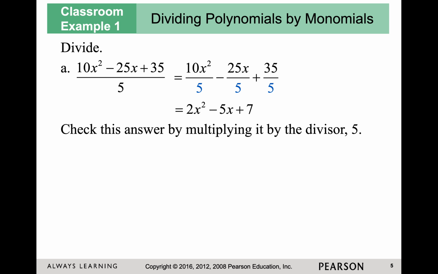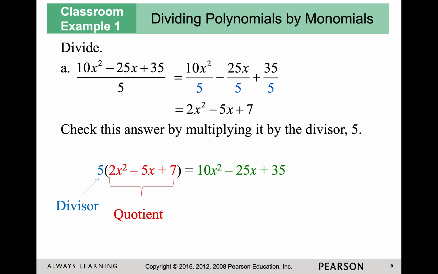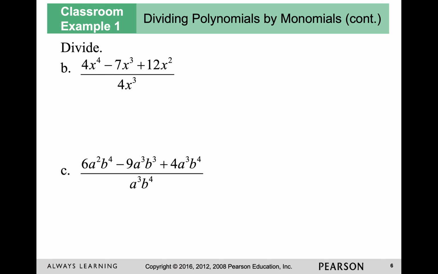Now I can check this answer by multiplying that by 5, and I should get the same thing that I started out with. The 5 is called the divisor, so sometimes in the problems in the lab, you'll start seeing that technical terminology. So 5 would be the divisor, the quotient would be the answer that results, and the original polynomial is also known as the dividend. Here are two other examples.